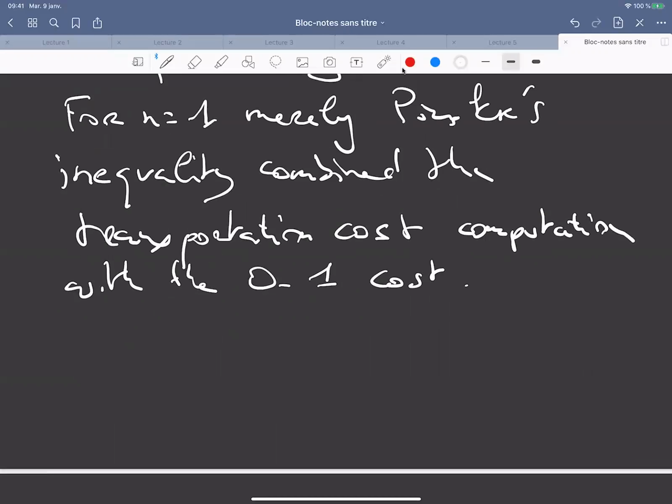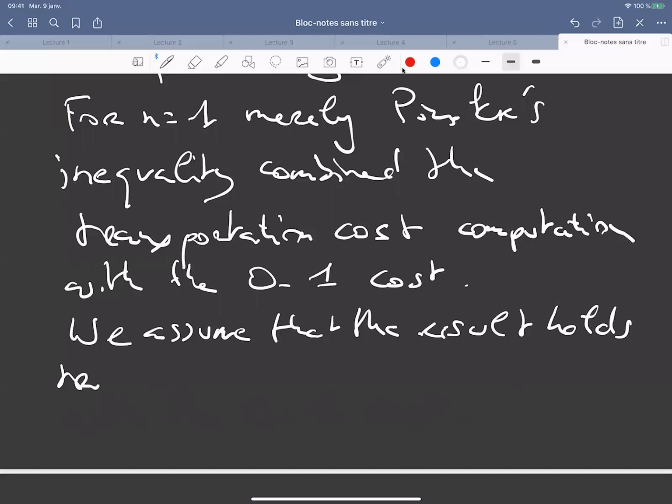And now we assume that the result holds true, whatever Q, P minus 1, Q being a probability distribution on the product space, whatever Q on the product space x to the power n minus 1. And we want to prove the result in dimension n.